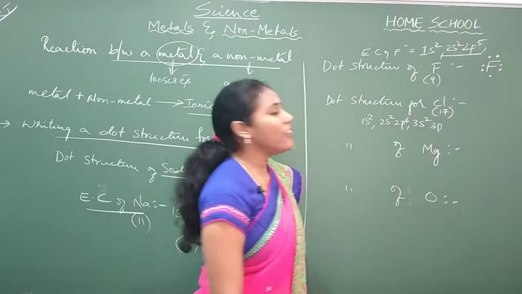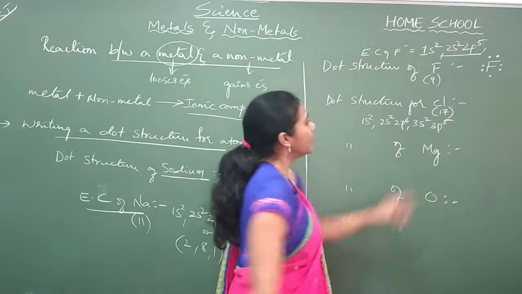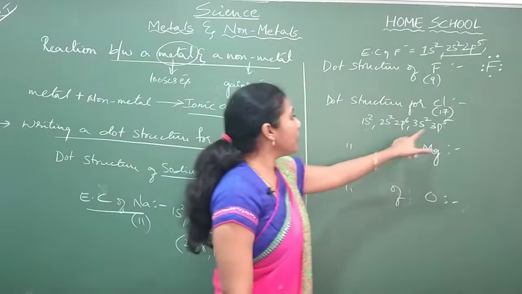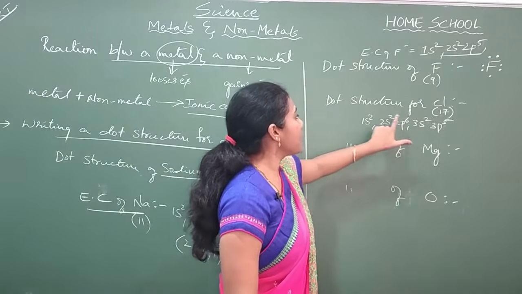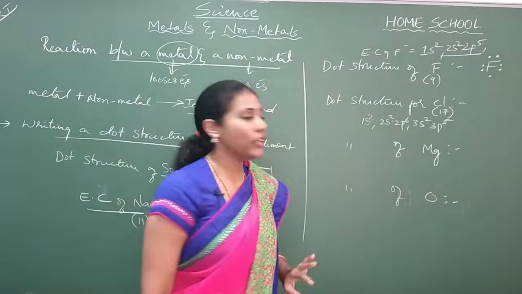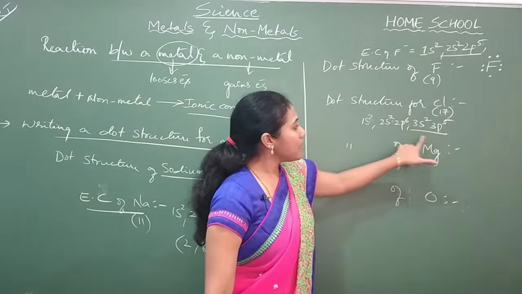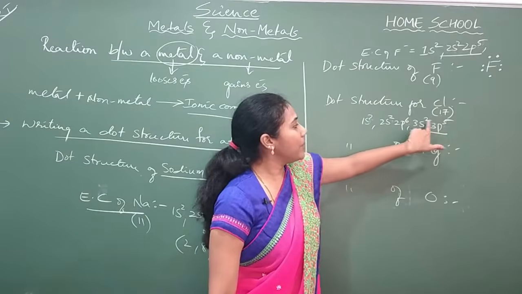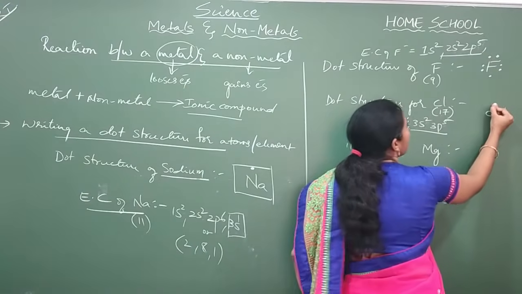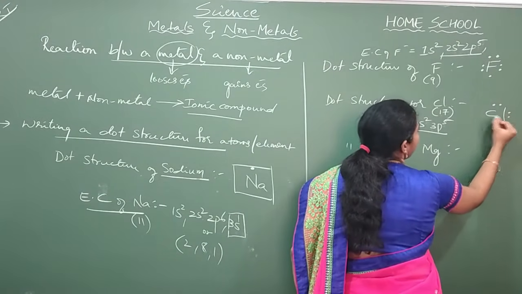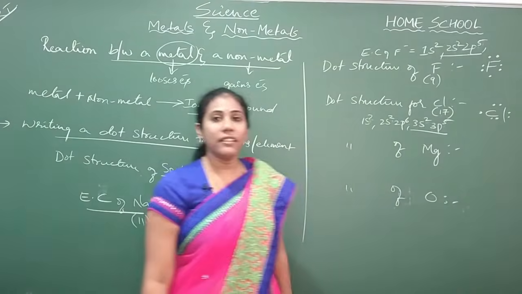The 3p orbital can have how many electrons? 6 electrons. How many remain for chlorine? 5 is remaining. Now you count, it matches with the atomic number: 5 plus 2, 7, plus 6 plus 2 plus 2, that is 17. So the last shell is the third shell. How many electrons altogether are there in the third shell? 5 plus 2, 7. So put 7 dots: 1, 2, 3, 4, 5, 6, 7. This is the dot structure of chlorine.